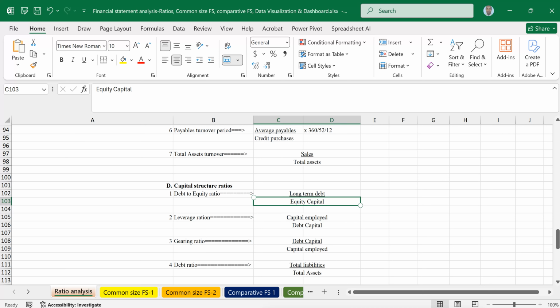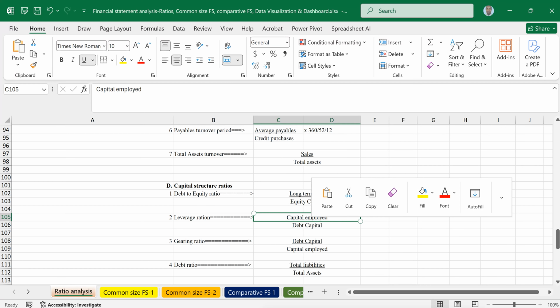The more the long-term debt compared to equity, the more control you may lose as far as your business is concerned. But if equity capital is more than long-term debt, then you still have more control on your business. Now, leverage ratio is just capital employed over debt capital.